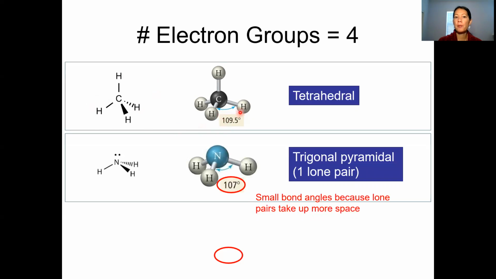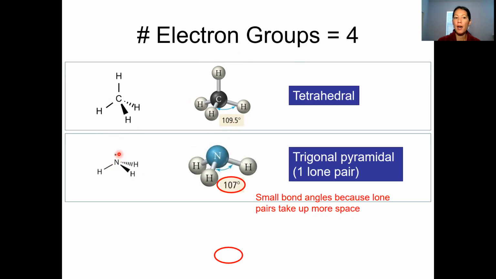Before I go on, the bond angles are all identical. This is actually a perfectly symmetric molecule. The bond angles are 109.5 degrees. I'm okay with you knowing 109 degrees. When you get to ammonia, that has a lone pair and 3 H's. So it falls under electronic groups 4, but one of them's a lone pair.